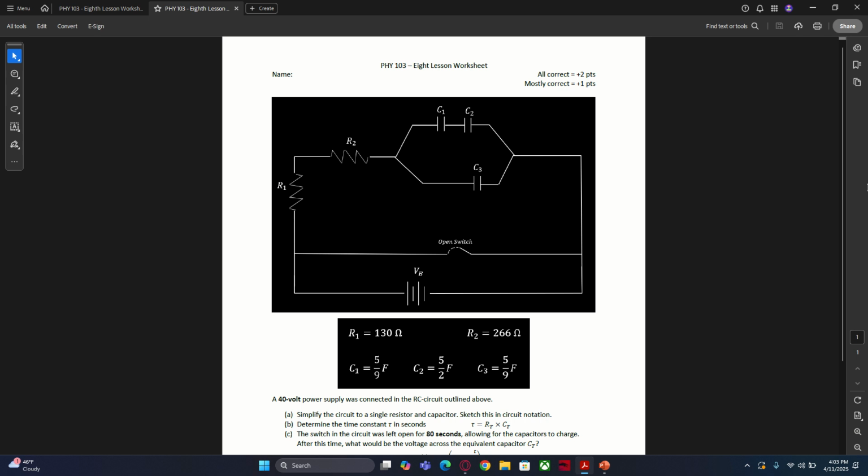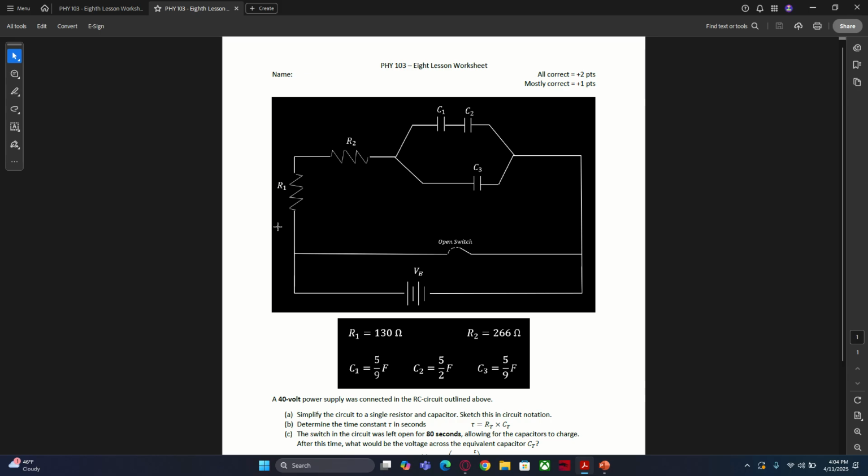Hello, class. Welcome to our next worksheet for our industry physics course. What we have here is a complex circuit, but an RC circuit, so a combination of resistors and capacitors.